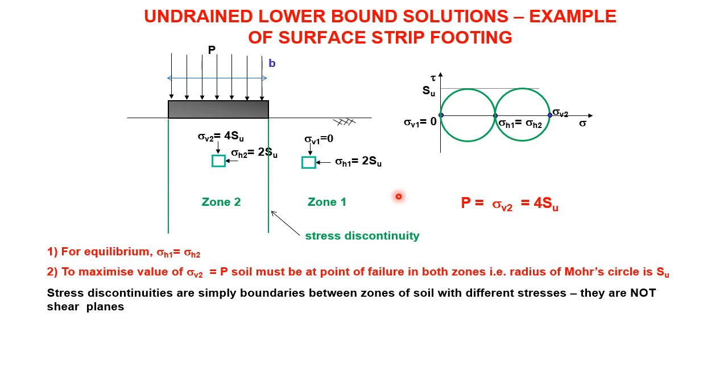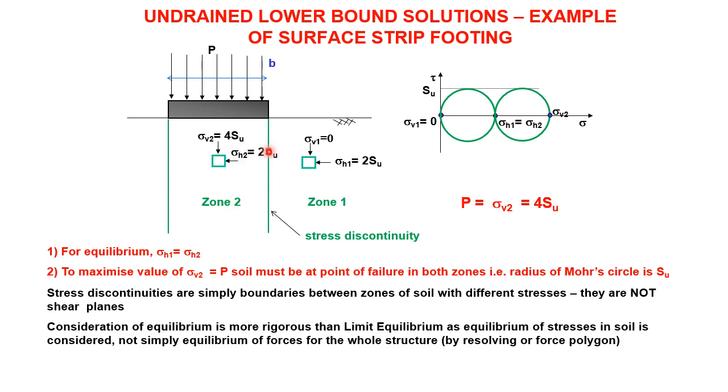So don't forget, stress discontinuities are simply boundaries between zones of soil with different stresses. They are not shear planes. That's not a mechanism. That goes to infinity. Nothing can move here. The consideration of equilibrium is a lot more rigorous than in limit equilibrium methods, which we'll have a look at later, because we are checking that the stresses in the soil are in equilibrium, not just that the forces applied in some global system are in equilibrium.